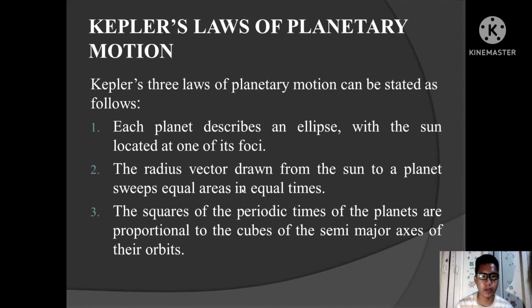The next and last one is that the squares of the periodic times of the planets are proportional to the cubes of the semi-major axes of their orbits. It means that the periodic time of a planet is how long it takes for a planet to complete one orbit around the sun. So in that case, the Earth has 365 days.